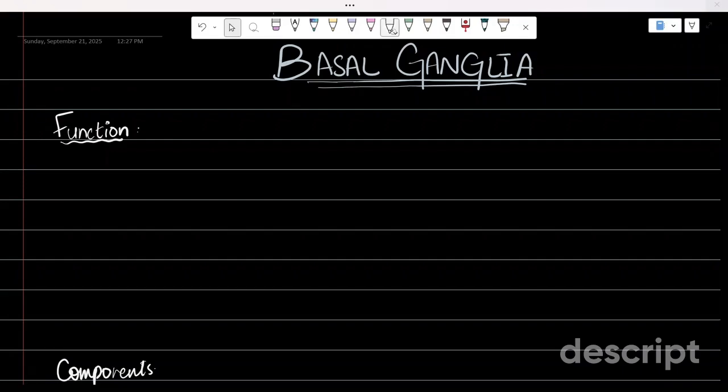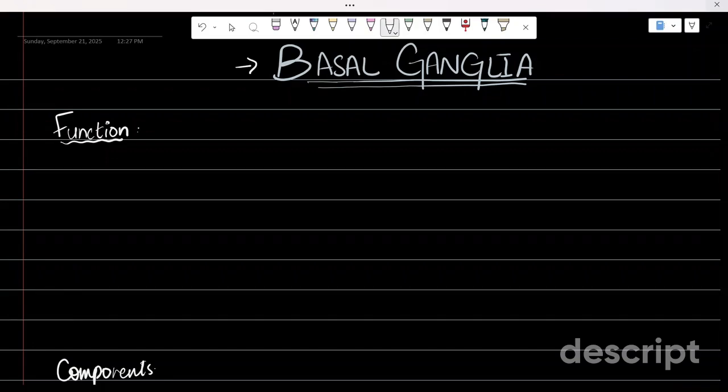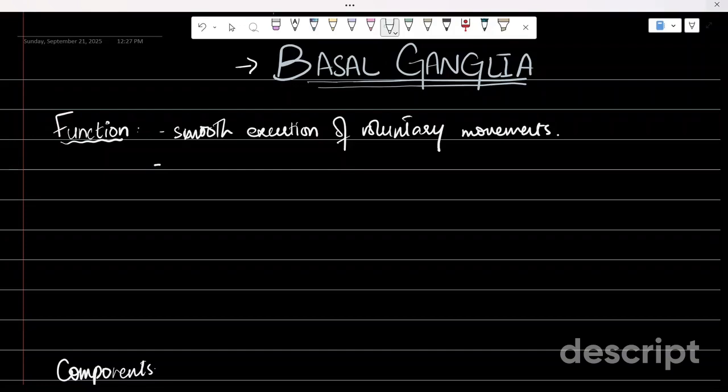Today we will be discussing basal ganglia. It is an important topic. However, most of the people confuse its functions and the pathways. So the main function of basal ganglia is to help in smooth execution of voluntary movements as well as suppression of unwanted movements. It is also involved in adjusting the posture.